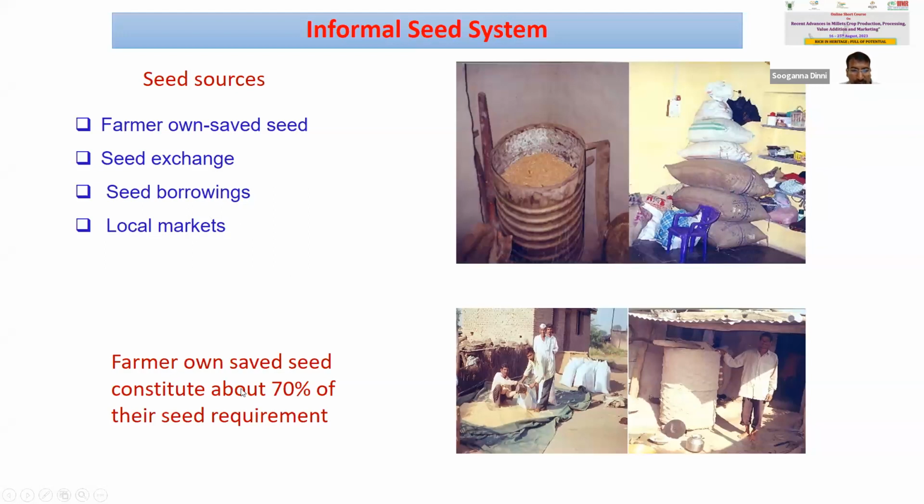Here, 70% of the seed requirement is met from the farmer's own seed in India. So this is in general, but in particular to millets, I will show that in the next slide. So in general 70% of the seed requirement is met from the farmer's own seed. So this is how they will store in villages. They can exchange from the different neighbor farmers. This is how they will store the seeds.